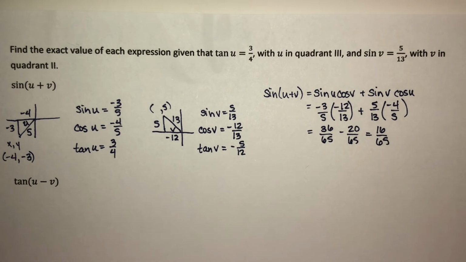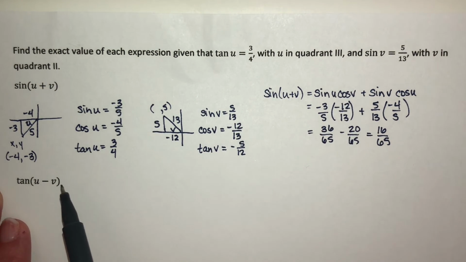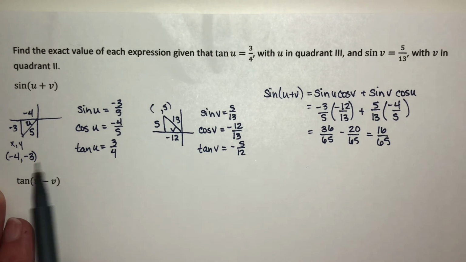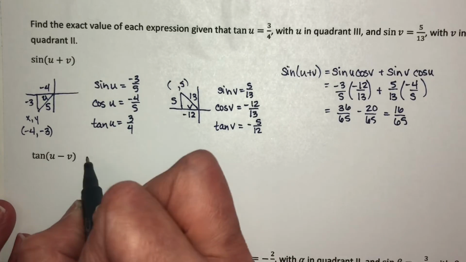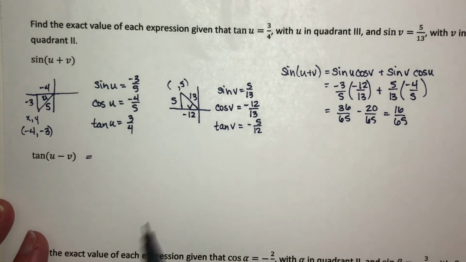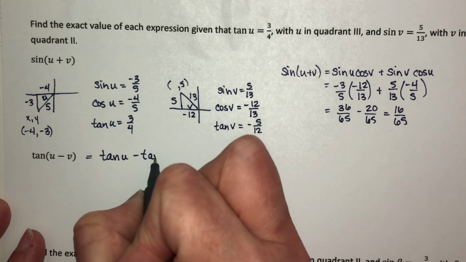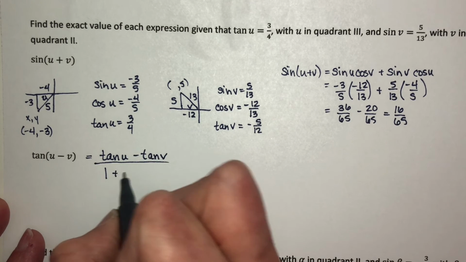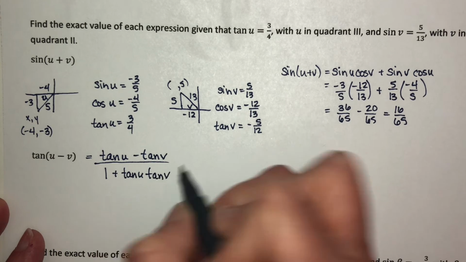And that's our answer. Okay, now let's use these same values to find tangent of u minus v. Even though on the previous problem I didn't need the tangent values, I went ahead and figured them out because I was going to need them here. This is going to equal tangent of u minus tangent of v over 1 plus tangent of u tangent of v.